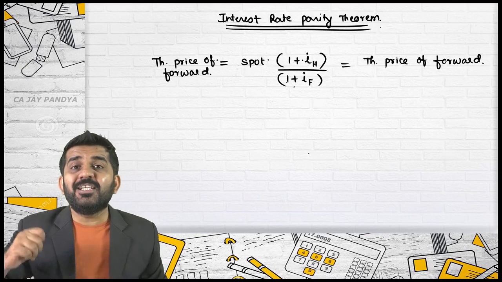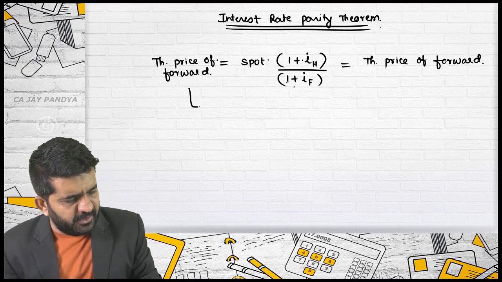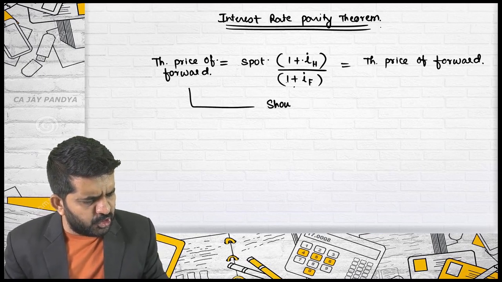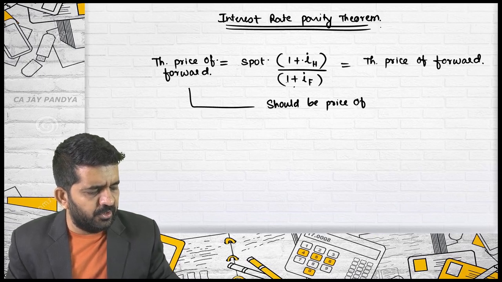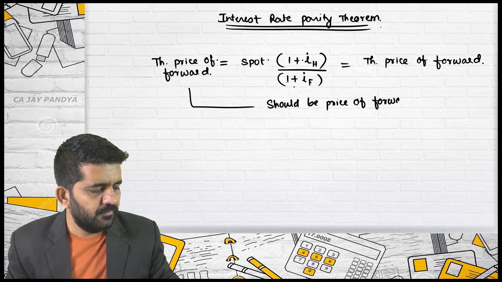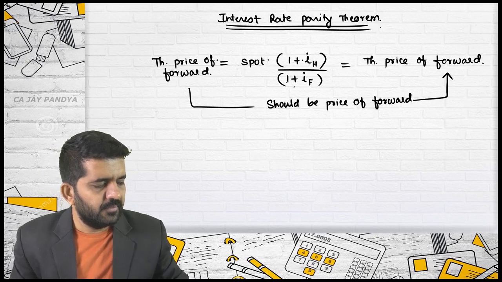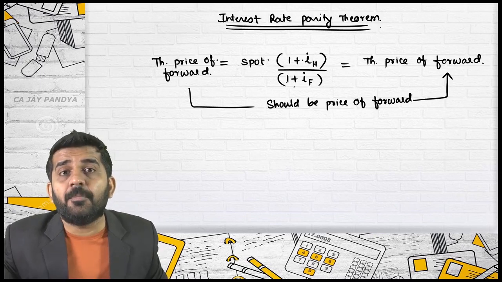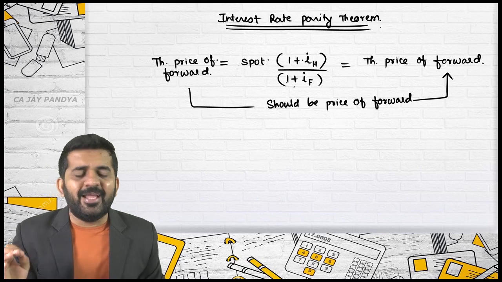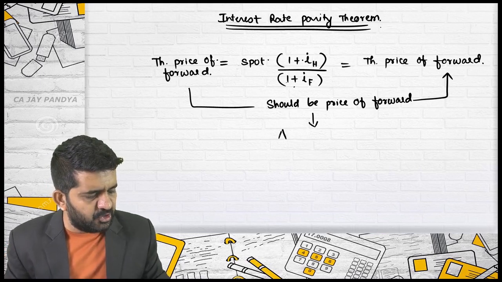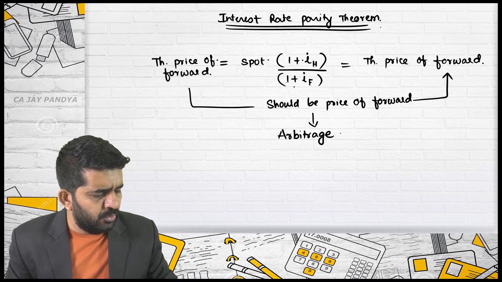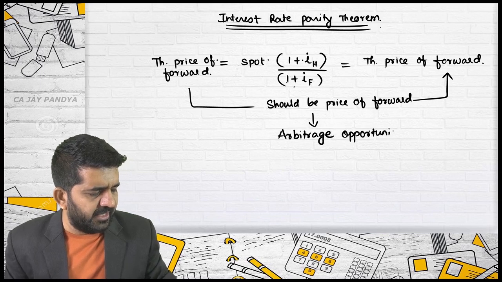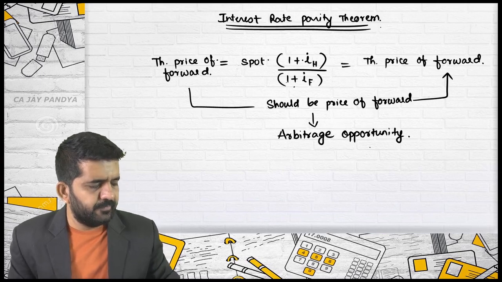forward. What is the theoretical price of the forward? This should be the price of forward. If this is not the price of forward, then there is an arbitrage opportunity. And that we have learned in derivatives. And I'll prove it in Forex also.